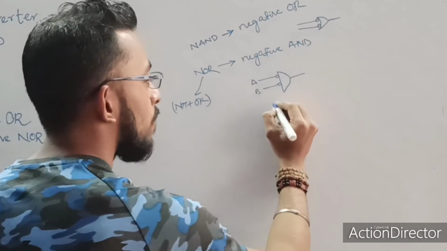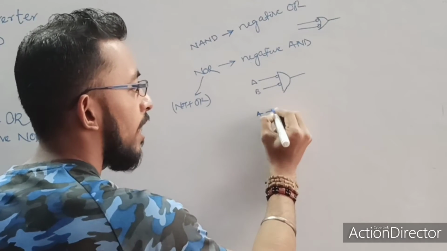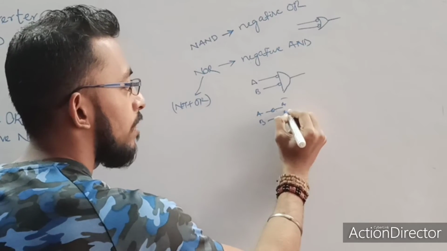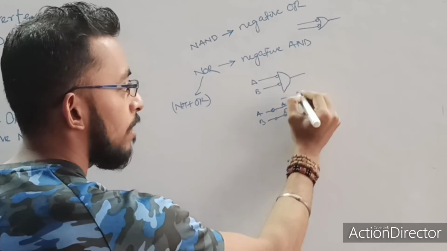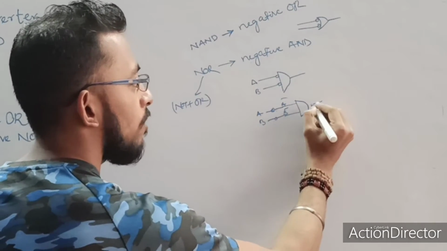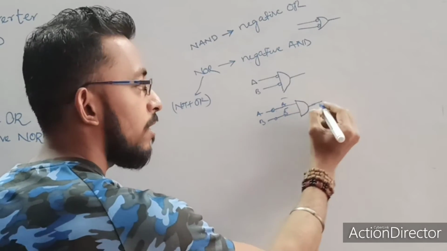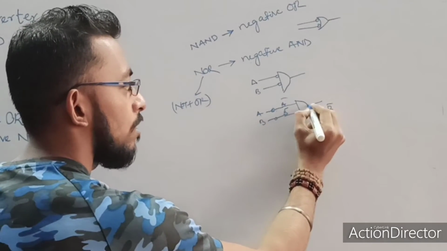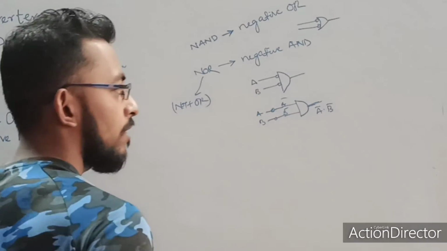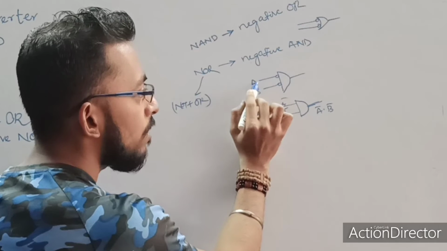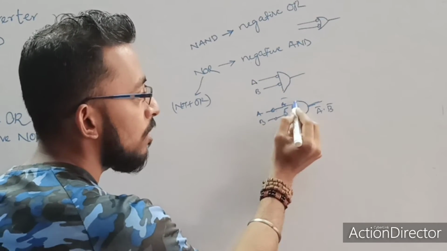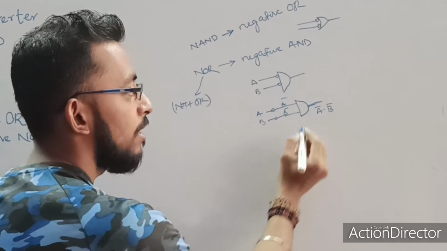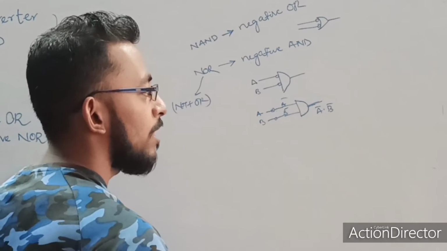So what will be the output? This is the A. When A is applied to a bubble, it will become A bar. This B will become B bar. Then this A bar, B bar is applied to an AND gate. What will be the output? The output becomes just the dot product, meaning A bar dot B bar, or the multiplication we can say. Okay, this is the A, B before the bubble, after the bubble I am just expanding this part, showing you how after the bubble it is becoming A bar and B bar, and after the AND gate it is becoming A bar dot B bar.